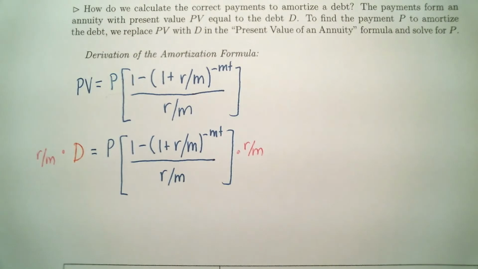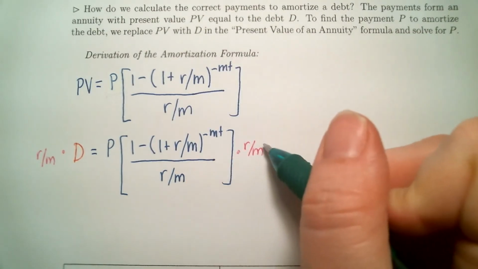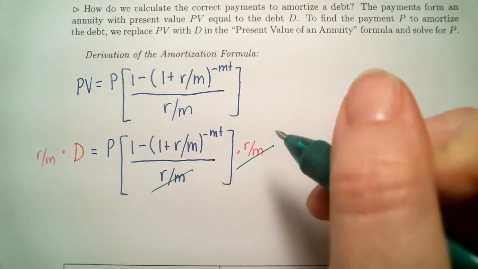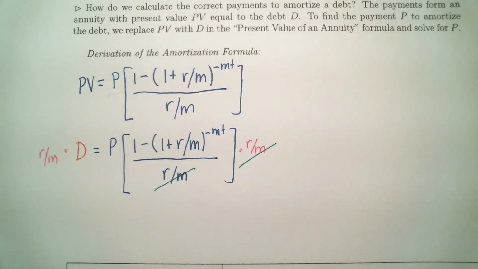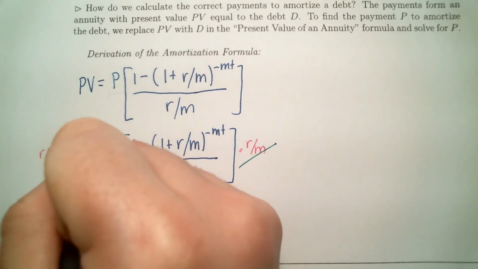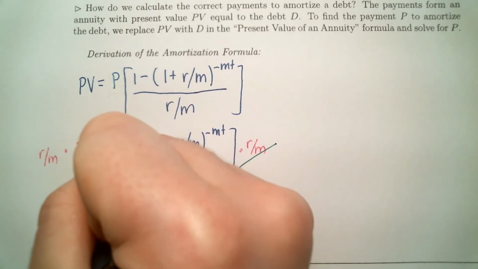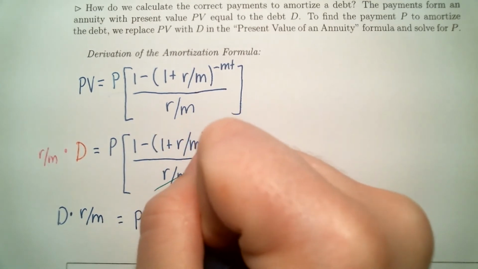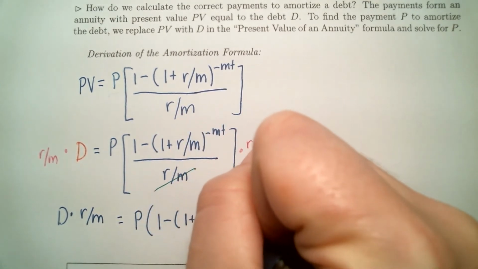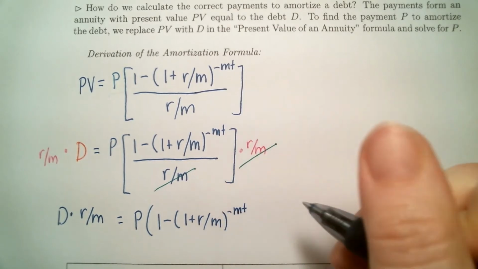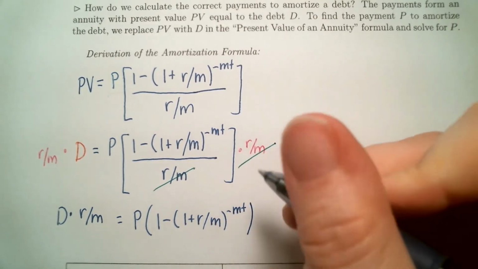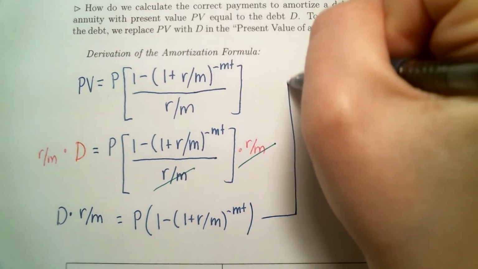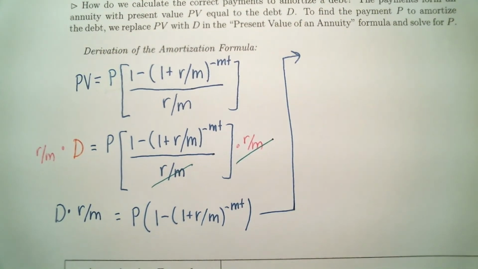Okay, so then you will have 1 in the top and then 1 in the bottom, and they will end up canceling. Okay, so in your next step, you're going to have that D times R over M is equal to P times 1 minus 1 plus R over M to the negative MT. Okay. All right. And then in your next step, you're very close to isolating P.